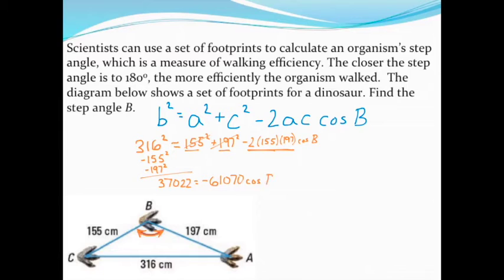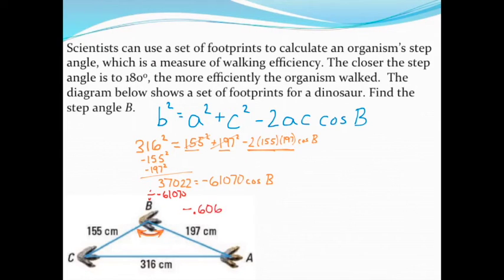And be careful right here, because as we talked about in the previous video, a lot of people want to go ahead and add this number to both sides. But remember, this is all one single term. So to get rid of that negative 61,070 that's being multiplied by cosine of B, I have to divide both sides by that. So make sure you do a division at this step rather than some kind of addition or something like that.